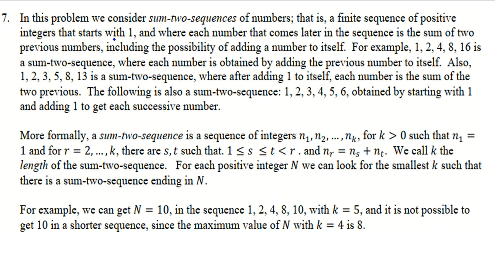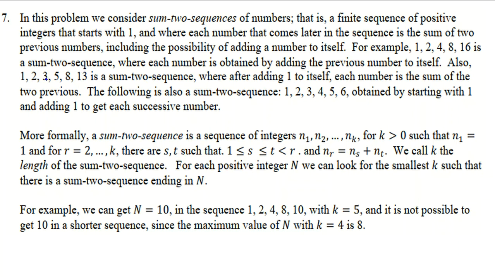So let's read it. In this problem, we consider sum 2 sequences of numbers. That is a finite sequence of positive integers that starts with 1 and where each number that comes later in the sequence is the sum of 2 previous numbers, including the possibility of adding a number to itself. For example, 1, 2, 4, 8, 16 is a sum 2 sequence where each number is obtained by adding the previous number to itself. Also, 1, 2, 3, 5, 8, 13 is a sum 2 sequence.